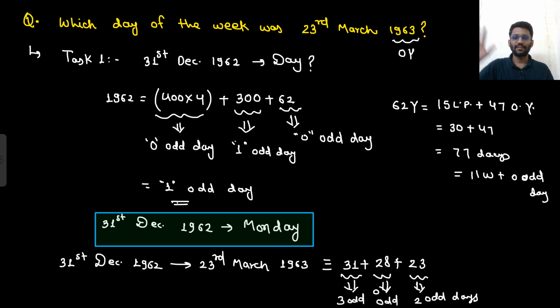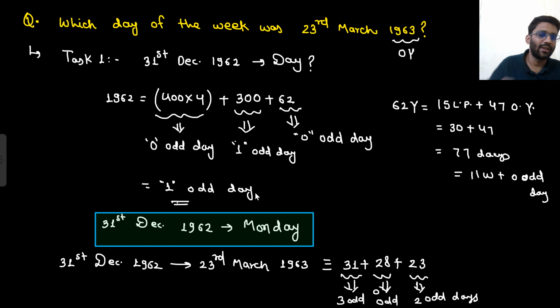So yeah, this is the answer. Let's check our answer again. We needed to tell what was the day on 23rd March 1963. First, we calculated how many odd days we had till 1962. Till 1600 there will be 0 days, because after every 400 years the calendar gets reset. Then 300 plus 62: in 300 years there is one odd day, and in 62 years there are 0 odd days. So till 31st December 1962 there is only one odd day.